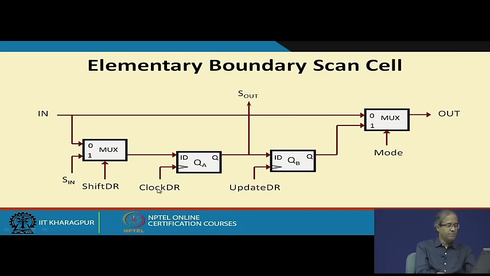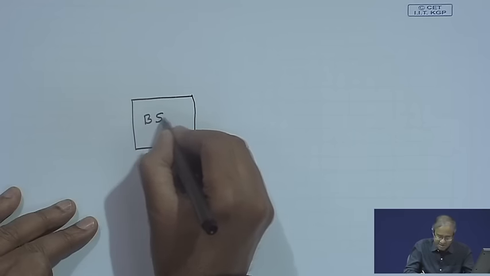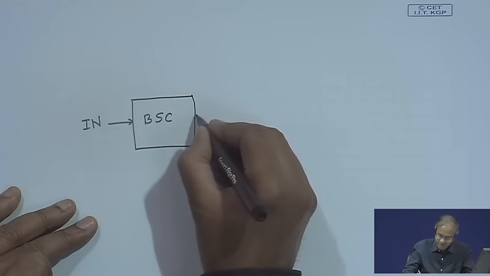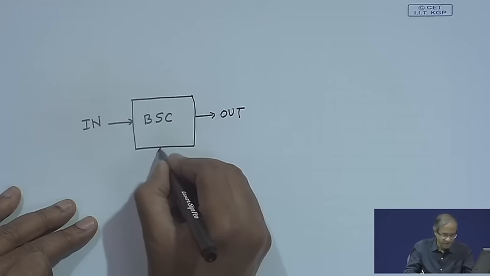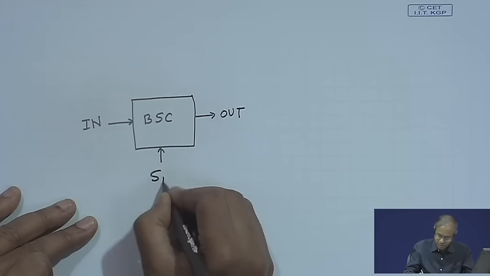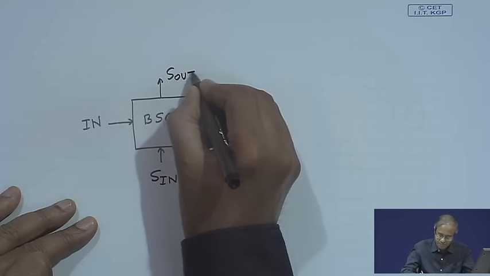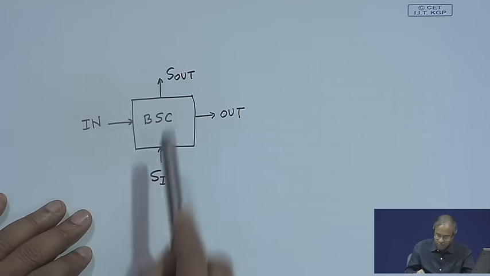Fine. Now, the boundary scan cell, it looks like this. So, again in a schematic sense, if you look at the boundary scan cell as a black box, from the left side you have a signal, let us call it in, on the right side there is a signal called out. From bottom there can be a signal S in, and from top there can be a signal S out. This is the schematic. So, we can move data from left to right or from bottom to top.